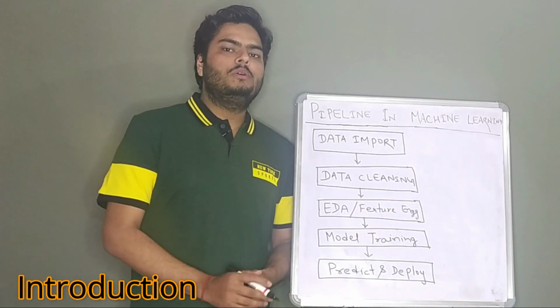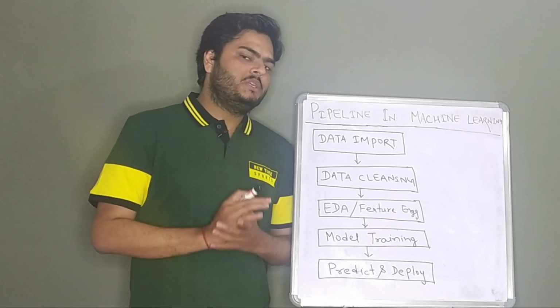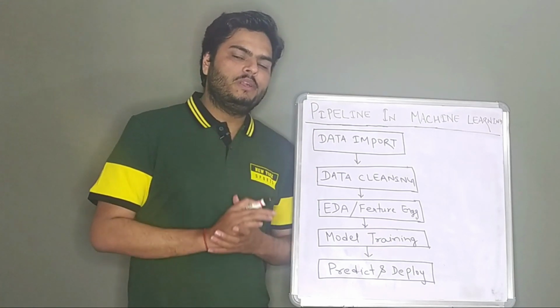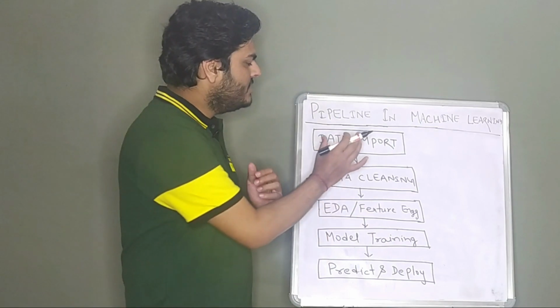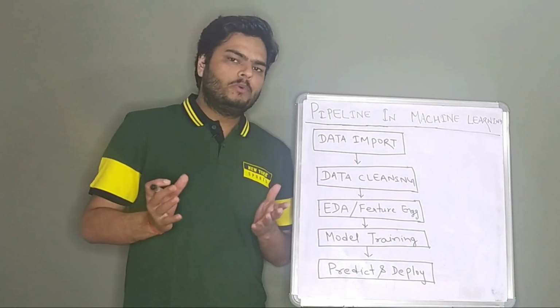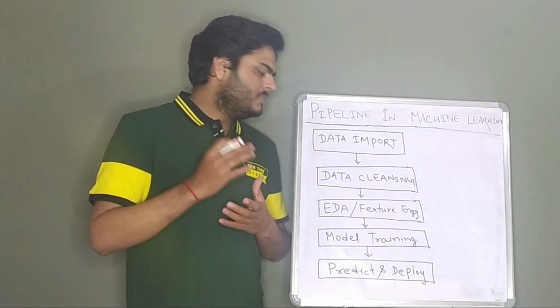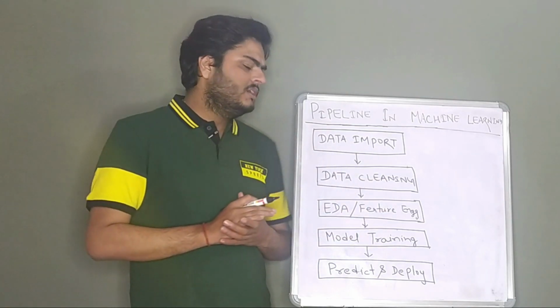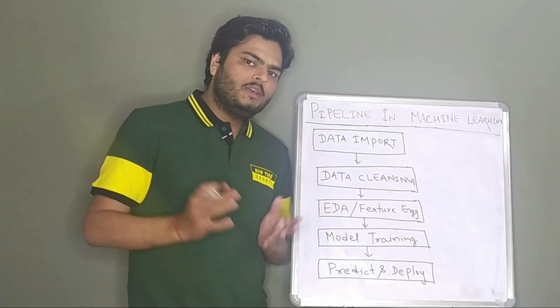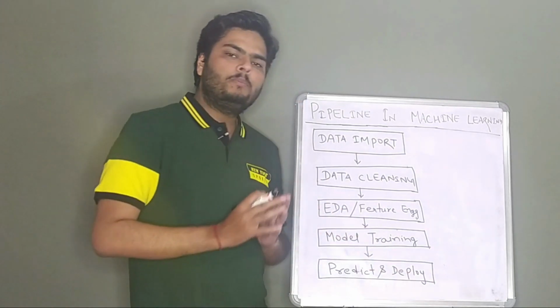So if I ask you what are the typical steps in a machine learning project, what will you tell me? Basically, at a high level these are the steps, right? You import data from some source, you do some data cleaning, some EDA, feature engineering, then you fit your model, and then you predict and deploy the model in production, right?